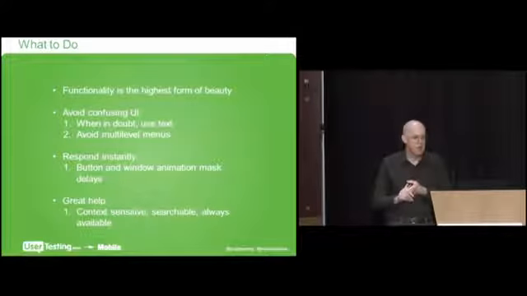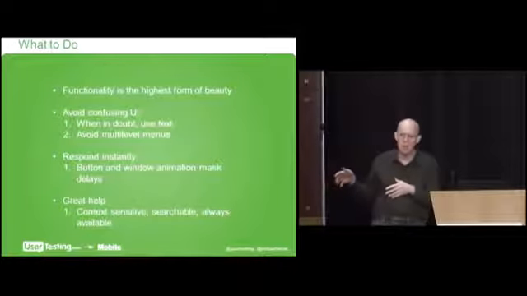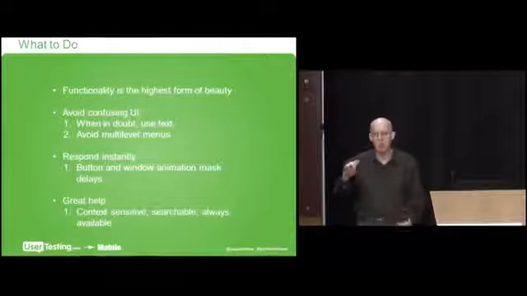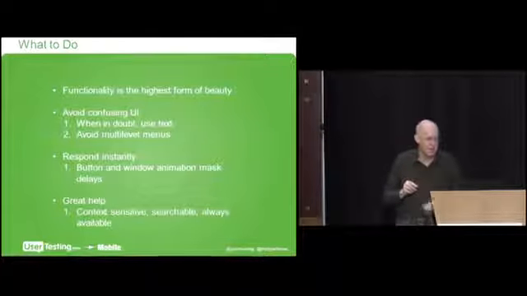So what do we want to do? First of all, functionality is the highest form of beauty. That's the ethic that I think we need to be setting. It's not that you should make ugly sites or apps, but functionality first. Second, avoid this confusing UI stuff. When in doubt, use text, label the icons. Avoid multi-level menus. Because of time, I cut this out, but there's a whole example we have of somebody struggling through a 3-level menu system. Please don't do that to users. It's not a nice thing to do.